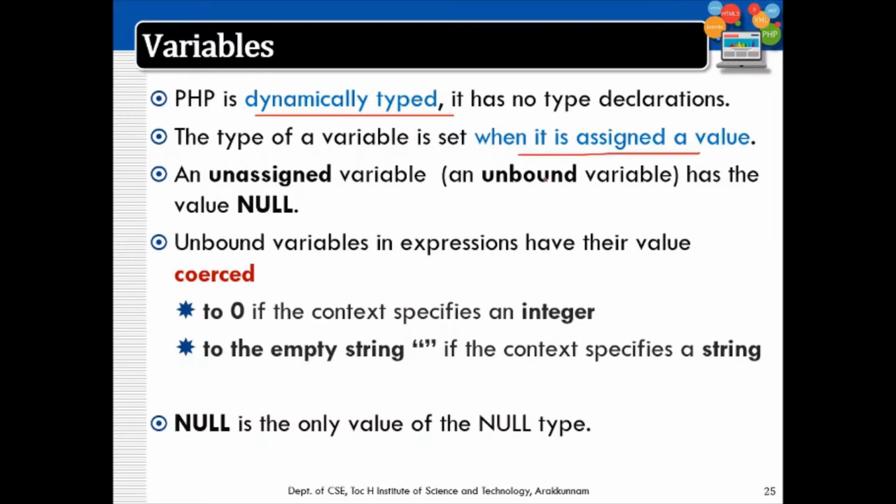An unassigned variable is known as an unbound variable. It has the value null. And unbound variables in expressions have their value coerced to 0 if the context is an integer. So the normal coercion happens, and in an integer context it will be given a value 0. And in a string context it will be assigned a null string or empty string.